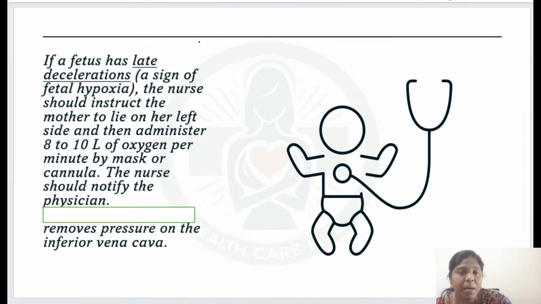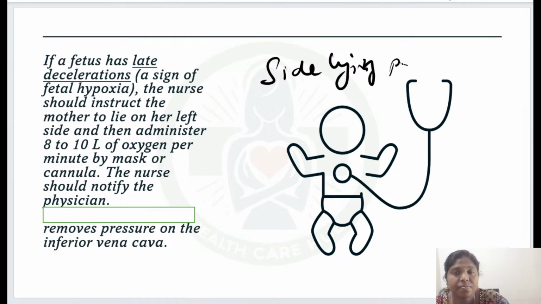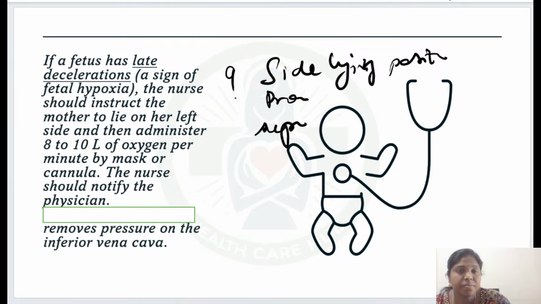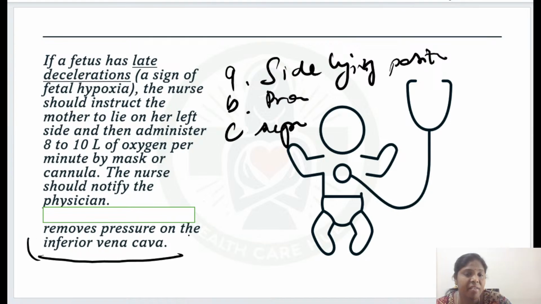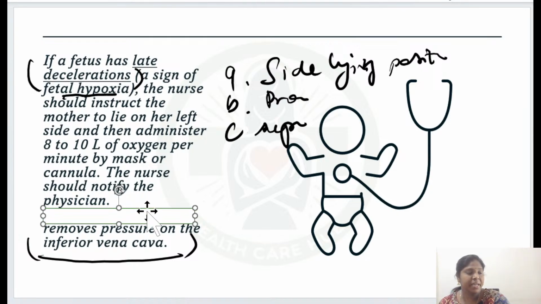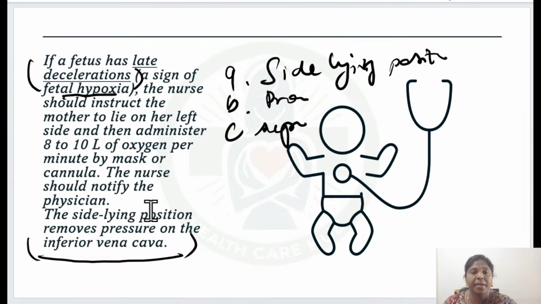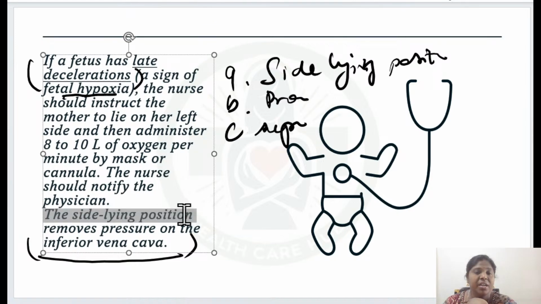So here I am asking about the position name, whether it is side lying position, prone position or supine position. In which position should the mother be, where it will relieve the pressure over the inferior vena cava, when the fetus has decelerations, meaning decreased heart rate and decreased oxygen? So the mother should be in, yes, Divya, Anju, Suha, Tamil Selvi, Sindhuja, Ravikumar. Okay, it is the side lying position that will decrease the pressure.